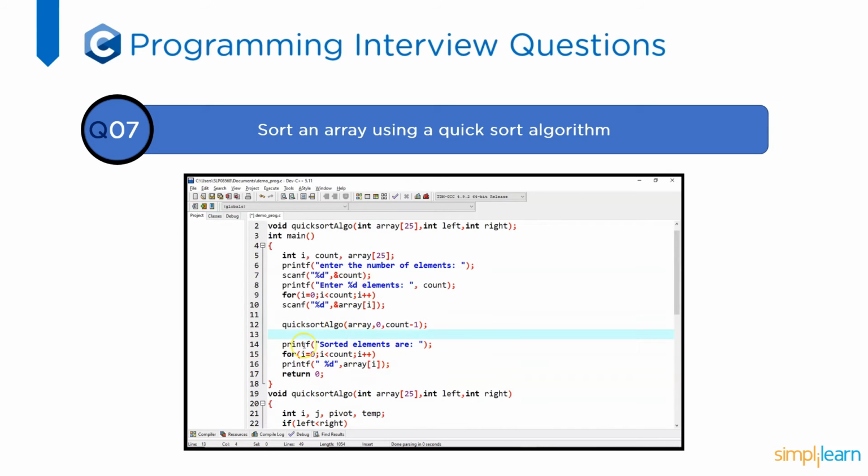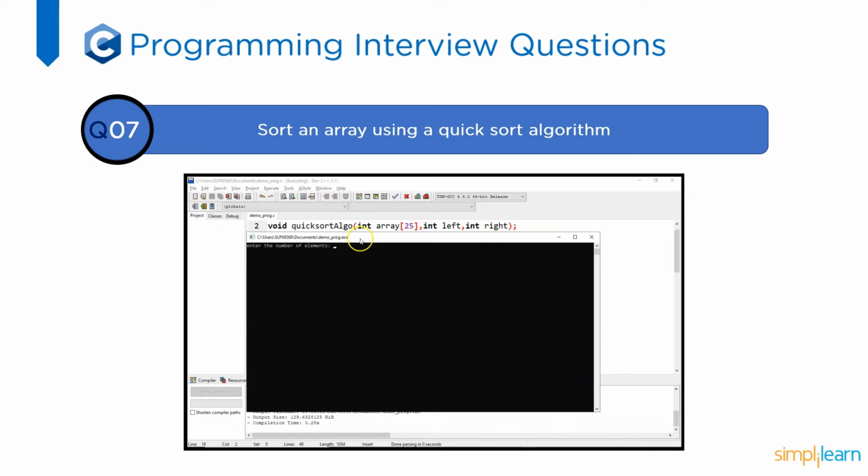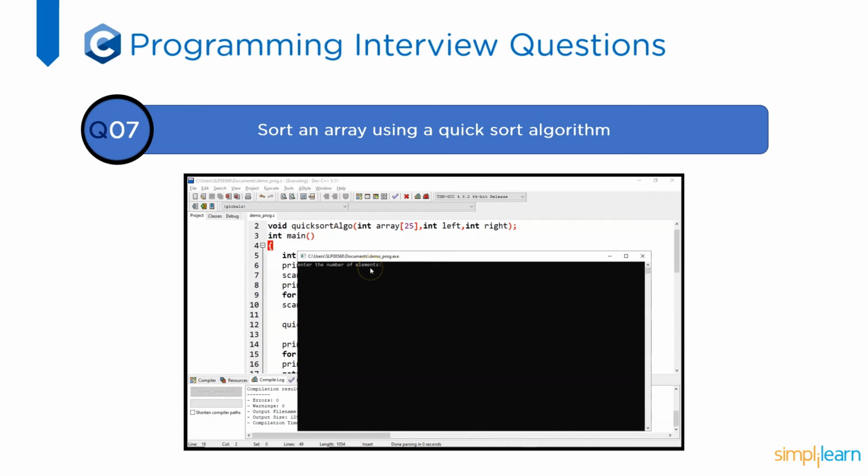Coming to the main function, it will print all the sorted elements. So let's run it. As you can see, it asks to enter the number of elements. Let's enter 5 and some random numbers. The numbers that we entered were 1, 4, 32, 5 and 5. The sorted elements are 1, 4, 5, 5 and 32. So it has sorted all the elements successfully using the quicksort algorithm.